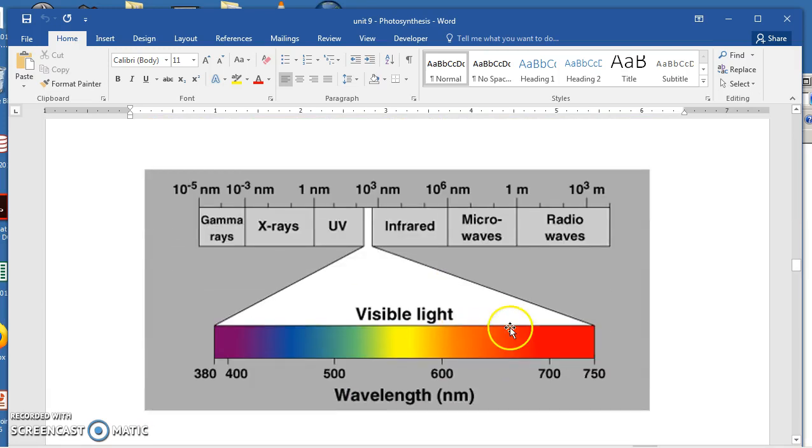It helps to understand the electromagnetic spectrum. The electromagnetic spectrum runs far beyond what we can see with our unaided eyes. Our eyes only detect a very small part of the electromagnetic spectrum, just a very, very small part. And the visible light is what we can detect. It runs from purple to red.